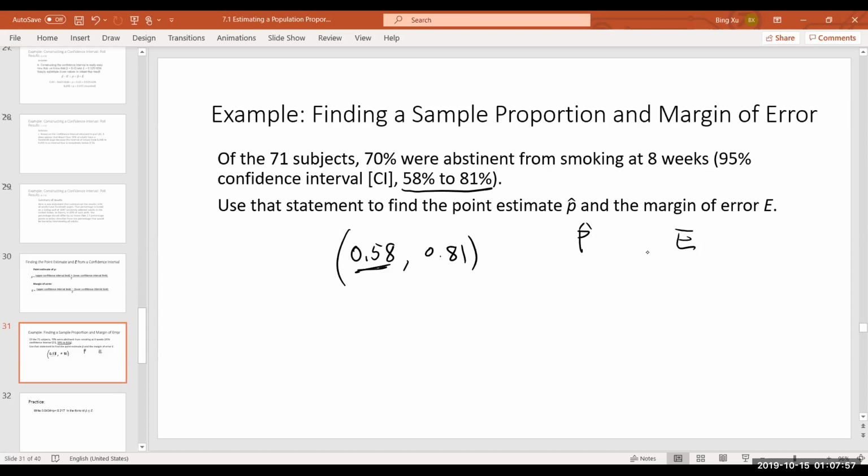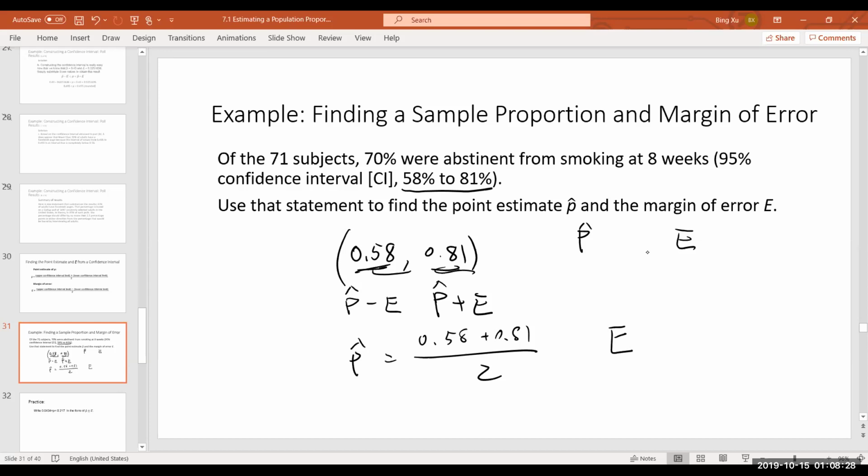Because this is p hat minus E, and this is p hat plus E. This is basically how you get these two values, right? Oh, okay. So I misunderstood. So they're saying, if you want to find p hat, you just add these two numbers up and divide it by 2. So it's 0.58 plus 0.81 divided by 2. You get the p hat. If you want to find E, then you use the bigger one to subtract the smaller one and divide it by 2.